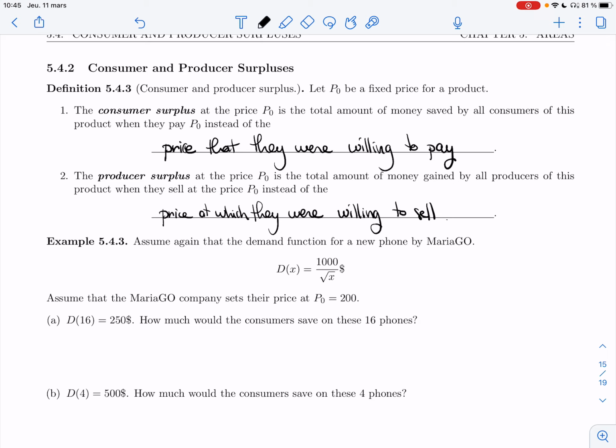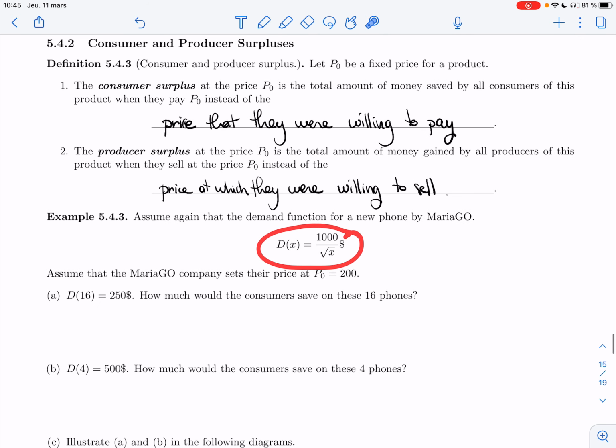All right, so let's do an example. Again, assume that the demand function for a new phone by Mariago is 1,000 over root of x. Assume that the Mariago company sets their price at P0 equals 200. We've already computed that D16 is 250. How much would the consumer save on these 16 phones?